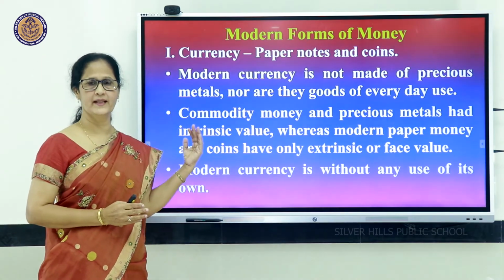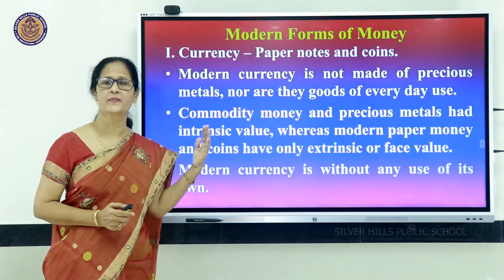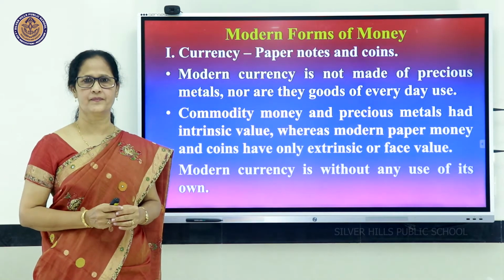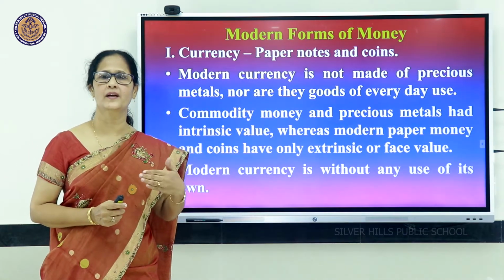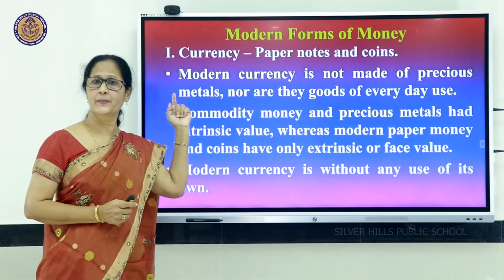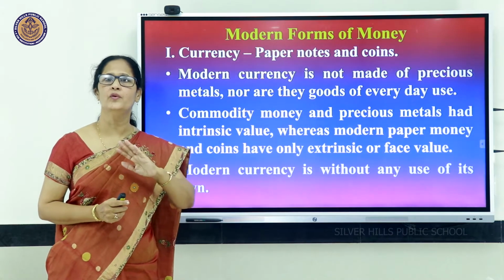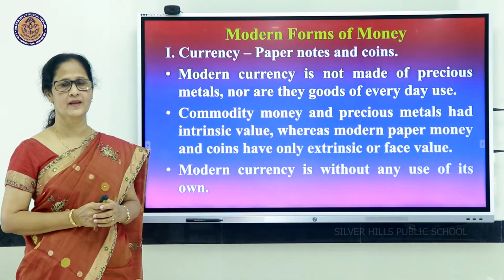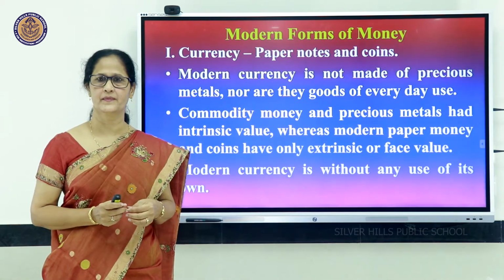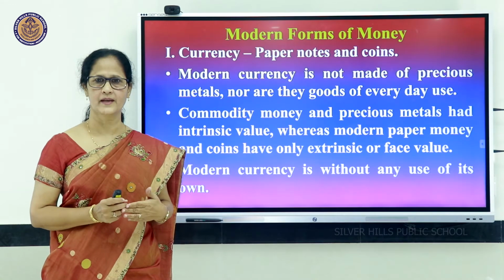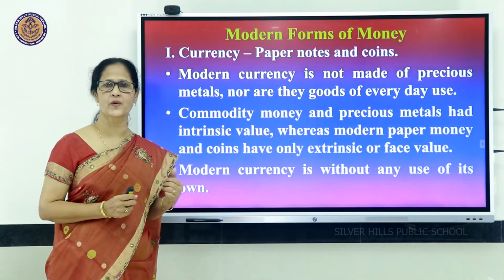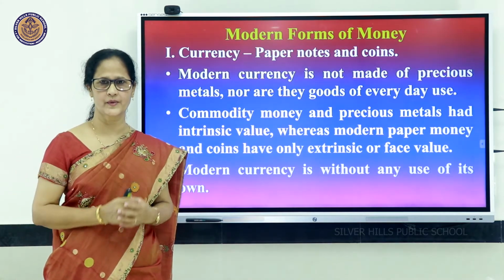The old forms of money, that is commodity money and metallic money, were valuable in themselves. They were useful and valuable in themselves, whereas the modern paper currency and coins have no value in themselves. The currency notes that we are using are made of paper. It has no value, right? So, it only has a face value or extrinsic value, a value which is given to it.